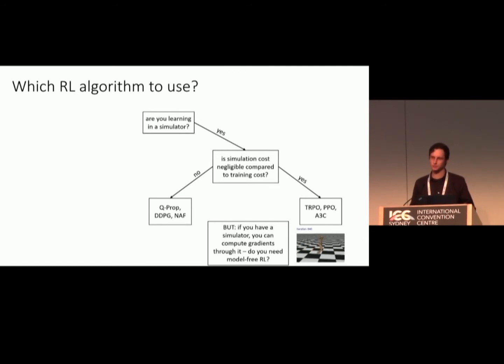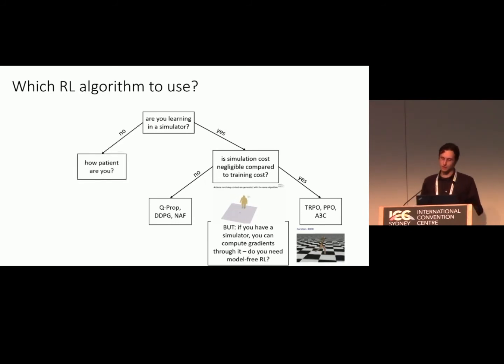Because if you can compute gradients through your simulator, you can do gradient-based optimization, and that can produce some really good results. This is actually a paper by Igor Mordatch that illustrates a variety of locomotion skills learned by computing gradients through a simulator, which, of course, you wouldn't do in model-free RL, but if you have a simulator, then you can. If you're not learning in a simulator, then the question to ask is, how patient are you?